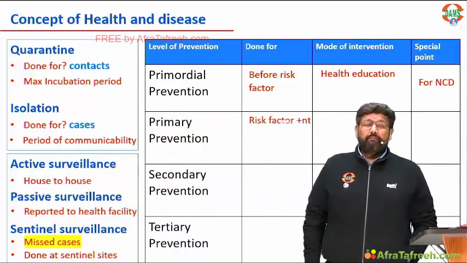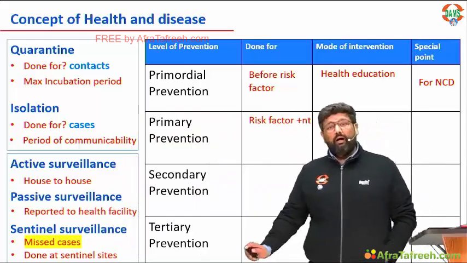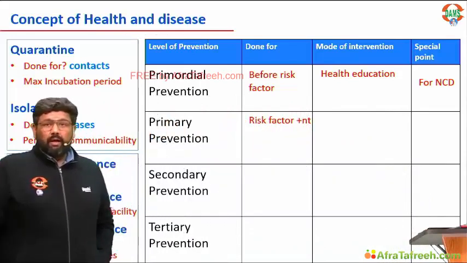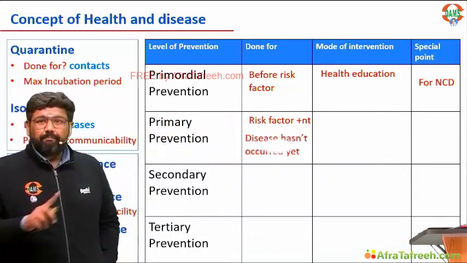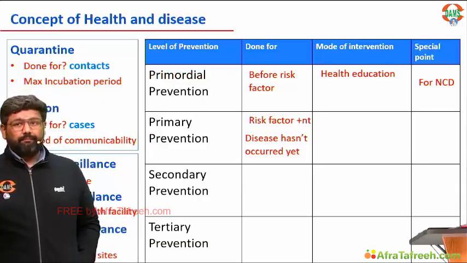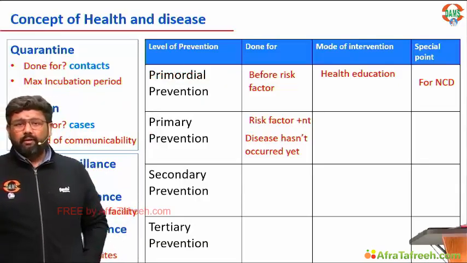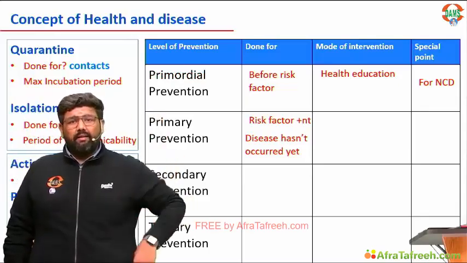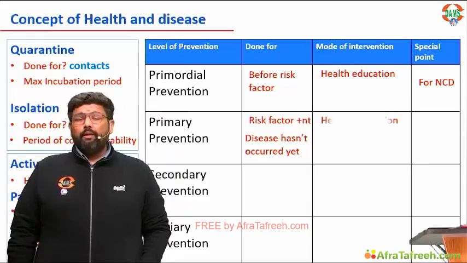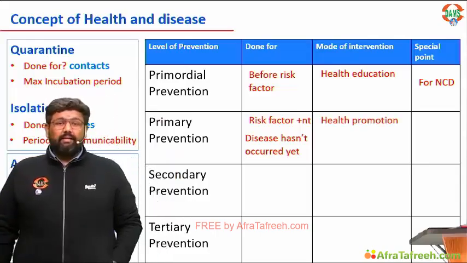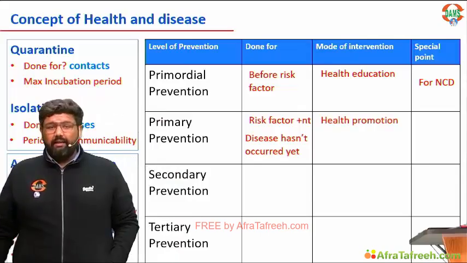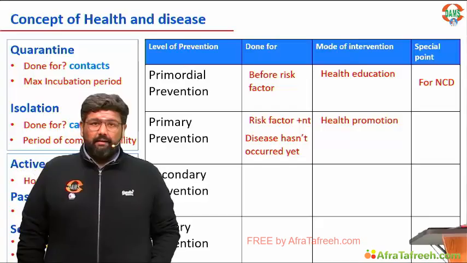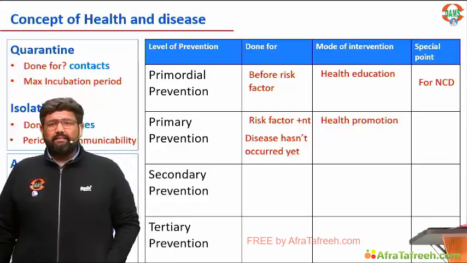Now the risk factor has occurred. The risk factor is there, but has the disease started? No, the disease has not occurred yet. What can you do at this point? The person is obese, the risk factor is there. You can advise health promotion: a good lifestyle, a good diet, some physical exercise.